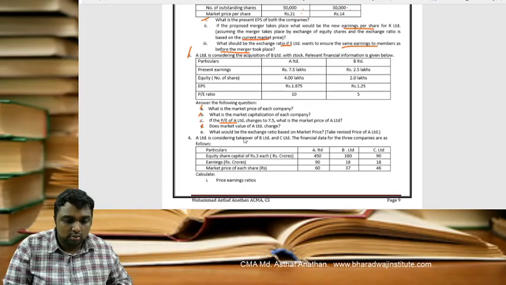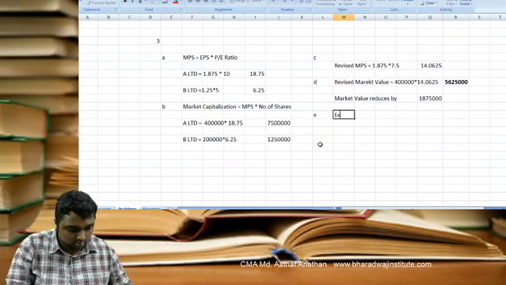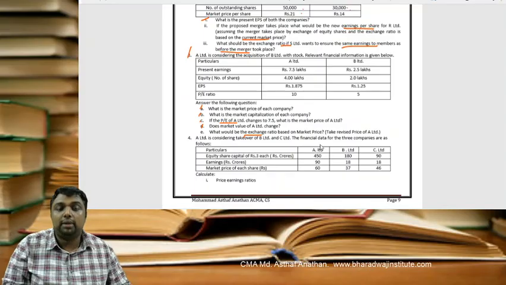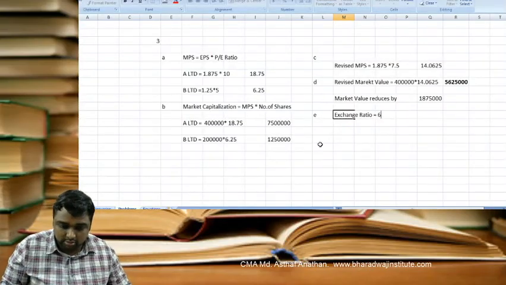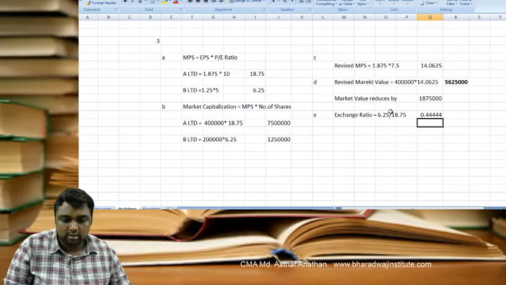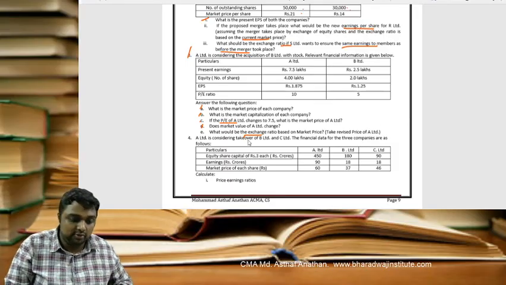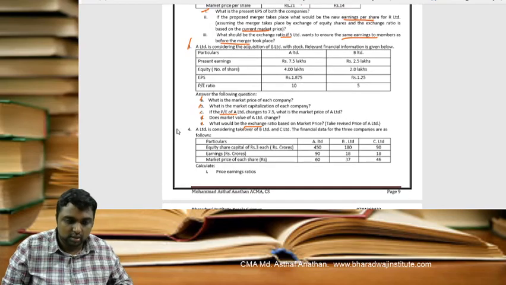What would be the exchange ratio based on market price? Take the revised price. Exchange ratio equals market price of the target company over market price of the acquiring company. The target company is B Limited, 6.25, and the acquiring company 18.75. But the question clearly tells us to go with the revised price. So instead of 18.75, we have to use 14.0625. See, 10 marks in your pocket, the answer is over. Sometimes it comes for even 12 marks. So the question is over. That's all.